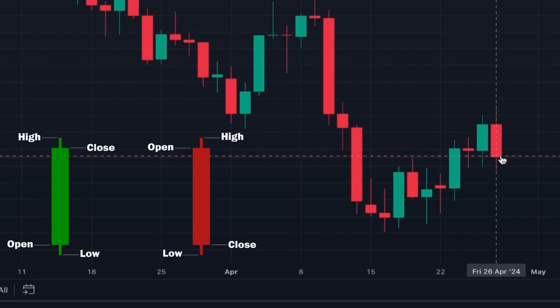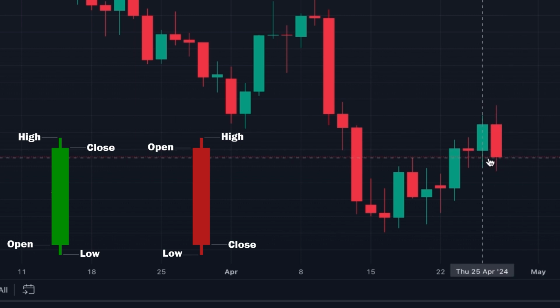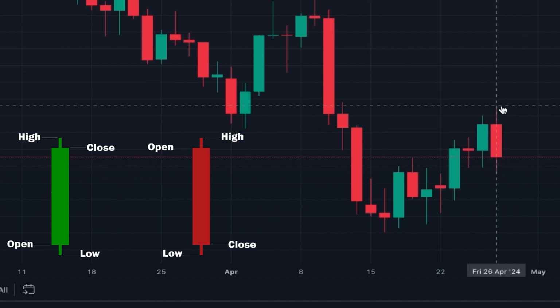So for example, here on April 26, the market opened here at this price, and then the market closed at this price. This is the highest price during the day, and this is the lowest price. This is all we know about April 26.